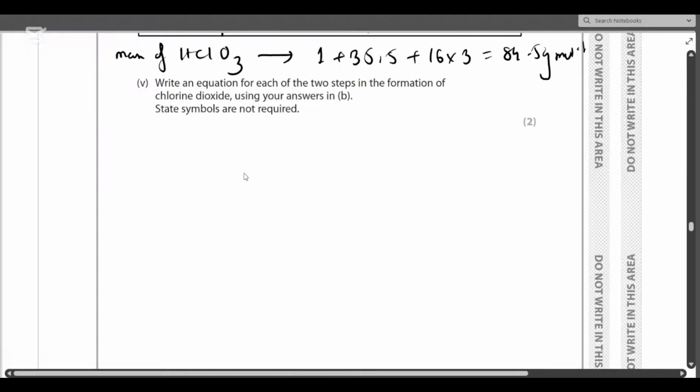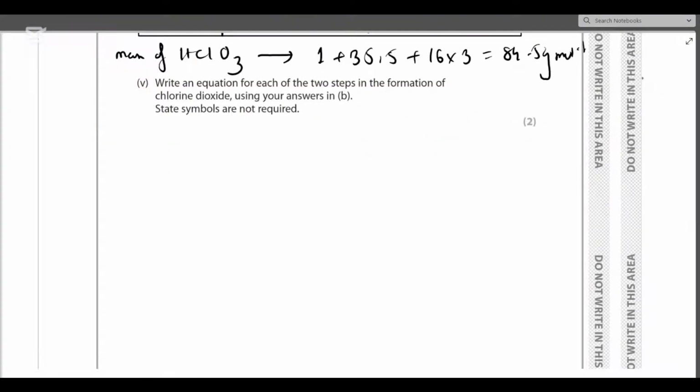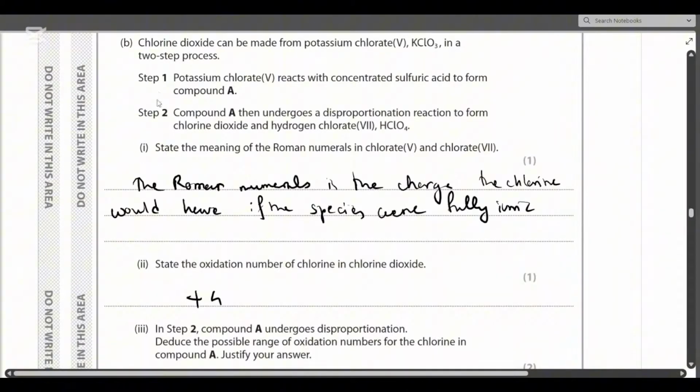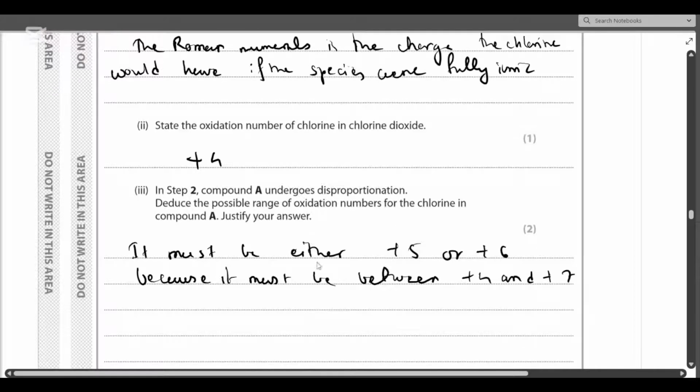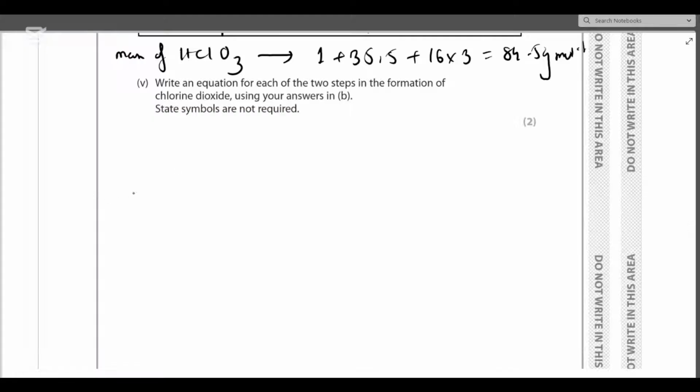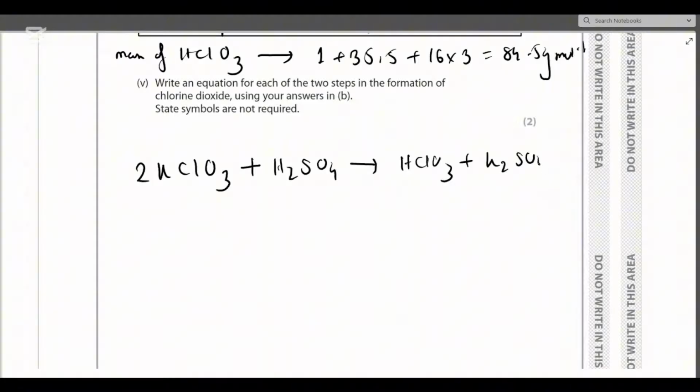Let's move on to the next one. Write an equation for each of the two steps in the formation of chlorine dioxide using your answers in B. Since we predicted the oxidation numbers, we can easily write these down. The first reaction is 2KClO3 reacting with sulfuric acid, providing us HClO3 as one of the products, and K2SO4.